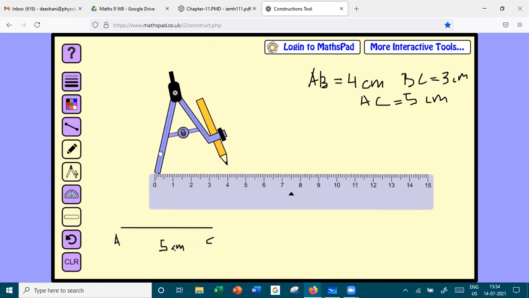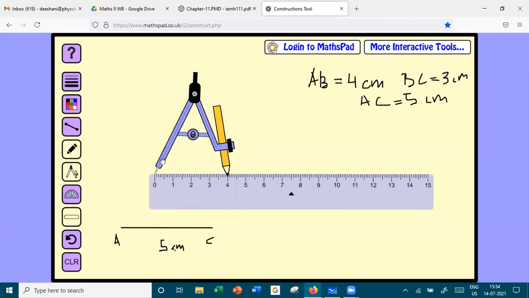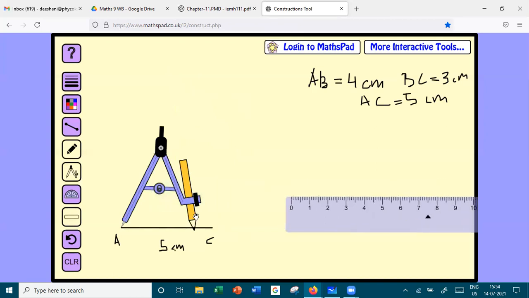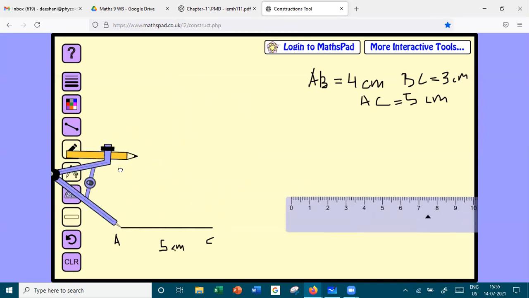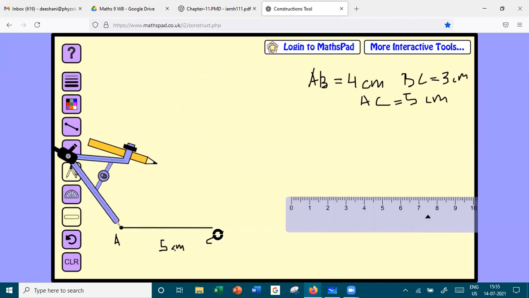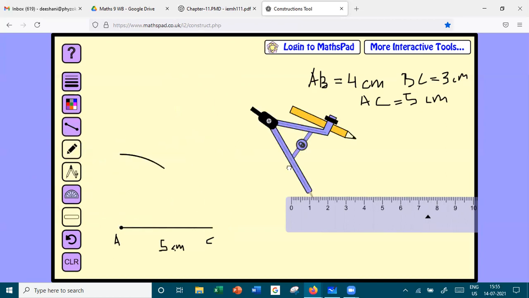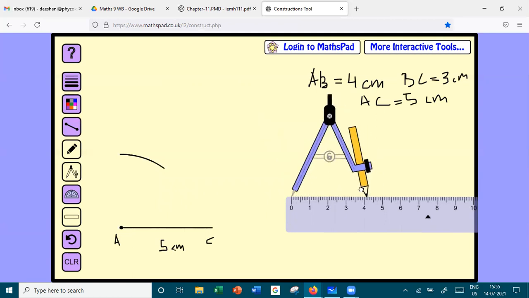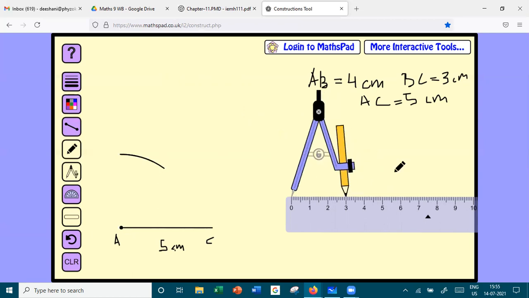Okay. AB is 4 centimeters, so I will take 4. Yeah, this 4 only. Right, and BC is 3 centimeters, so we will take the radius as 3 centimeter now. I have one question. When you are taking the radius on the scale, do you take it from 0 or you take it from 1?